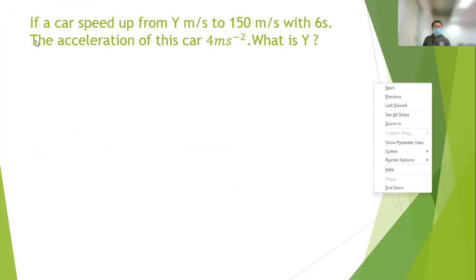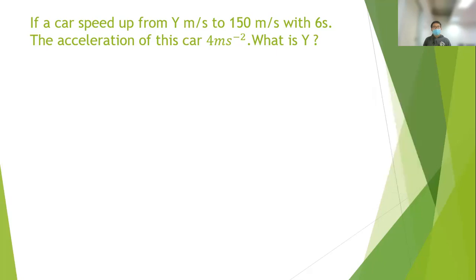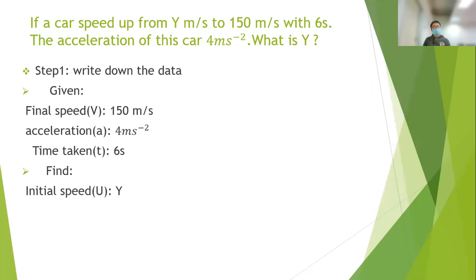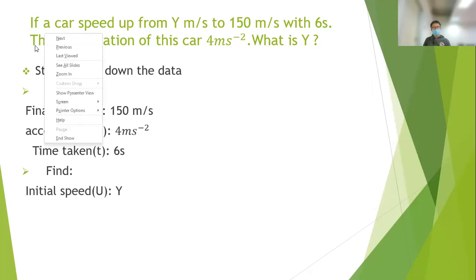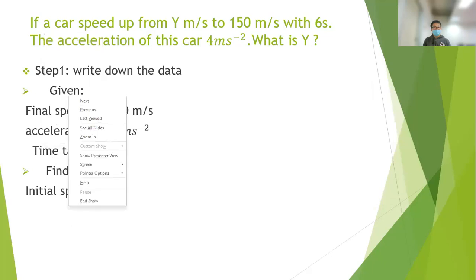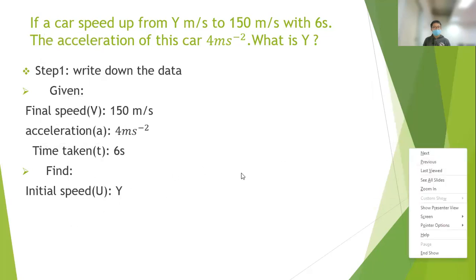So if a car speeds up from 1 meter per second to 150 meters per second in 6 seconds, the acceleration of this car is 4 meters per second squared. What is wrong? We have the final speed, acceleration, and time taken, but this is a little different because previously we were finding the acceleration. Now we are finding the initial speed.